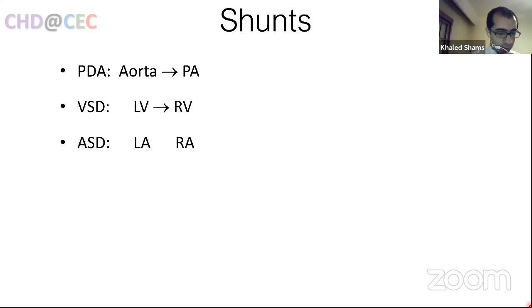Great, now an answer for question number 2. Yes, that was the second question. Again, for the audience, question number 2 was: why does an ASD shunt left to right? Choice A, aortic pressure more than pulmonary pressure. Choice B, aortic flow more than the pulmonary flow. Choice C, LV compliance is less than the RV compliance.